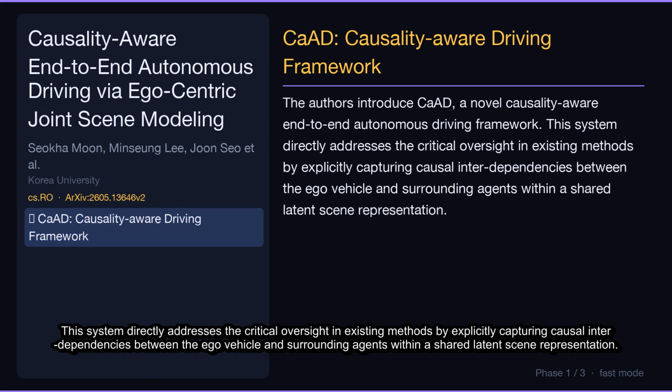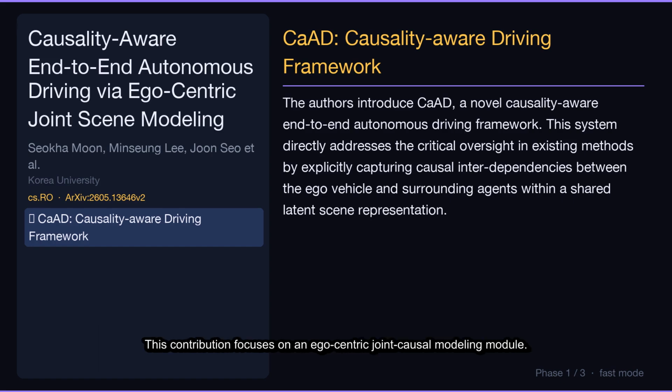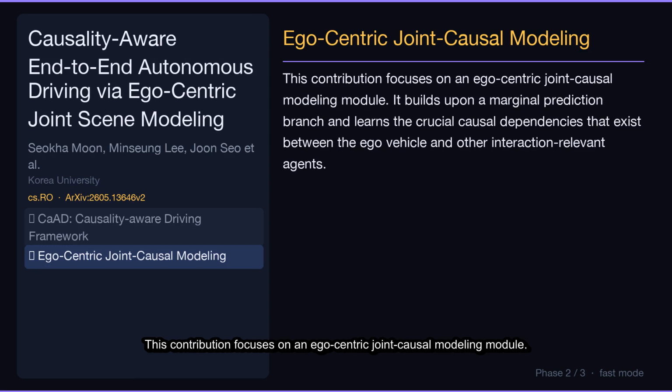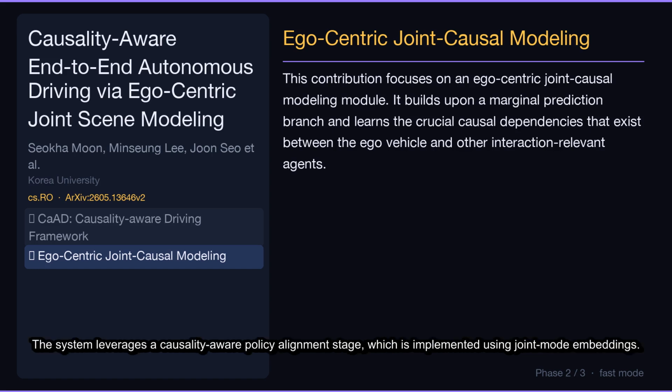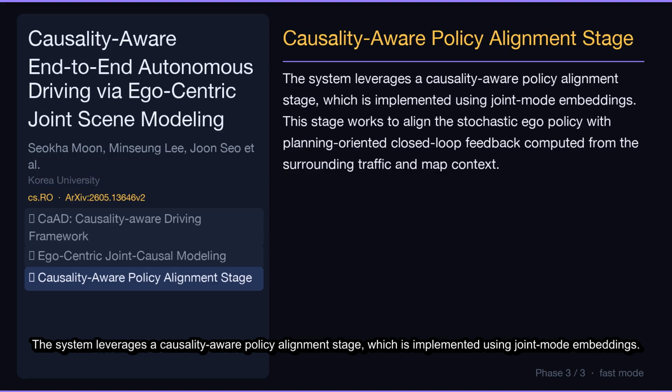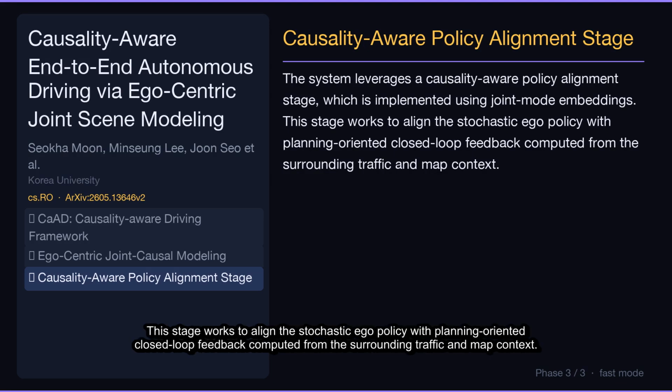This system directly addresses the critical oversight in existing methods by explicitly capturing causal interdependencies between the ego vehicle and surrounding agents within a shared latent scene representation. This contribution focuses on an ego-centric joint causal modeling module. It builds upon a marginal prediction branch and learns the crucial causal dependencies that exist between the ego vehicle and other interaction-relevant agents. The system leverages a causality-aware policy alignment stage, which is implemented using joint mode embeddings. This stage works to align the stochastic ego policy with planning-oriented closed-loop feedback computed from the surrounding traffic and map context.